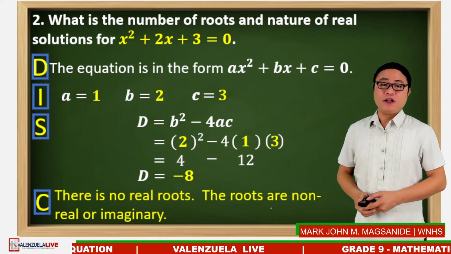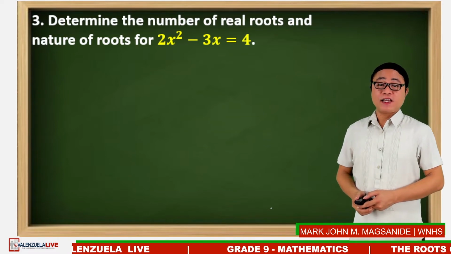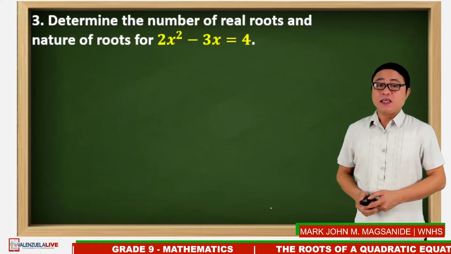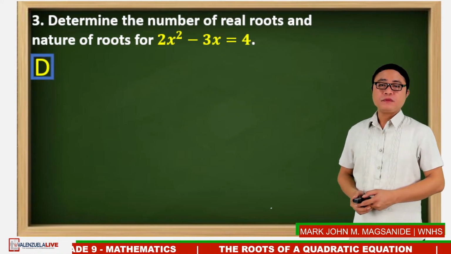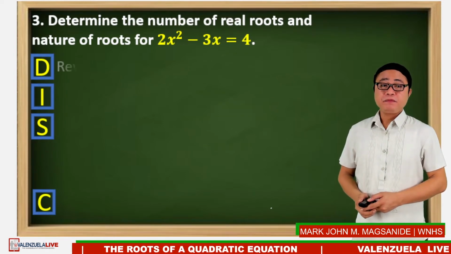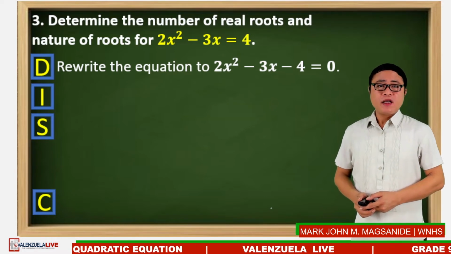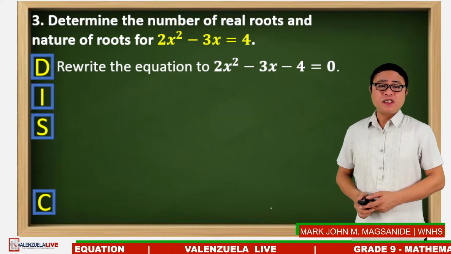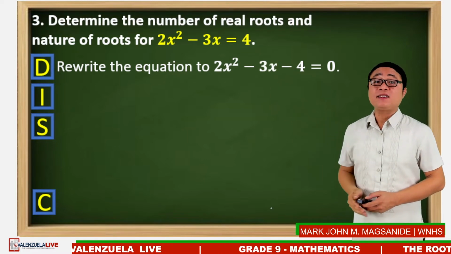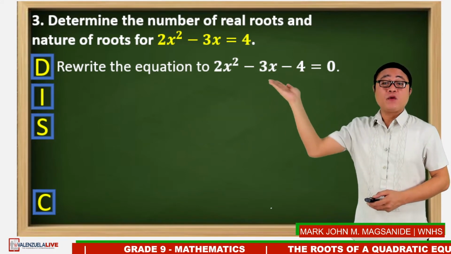For the last example, determine the number of real roots and nature of roots for 2x squared minus 3x is equal to 4. So for our acronym DISC, first step, rewrite the equation to 2x squared minus 3x minus 4 is equal to 0 because the given quadratic equation is not in standard form. So this is now the standard form of the given quadratic equation.